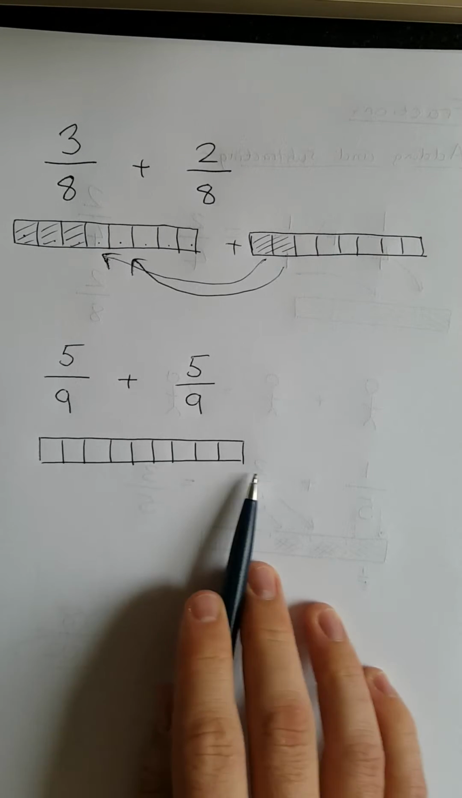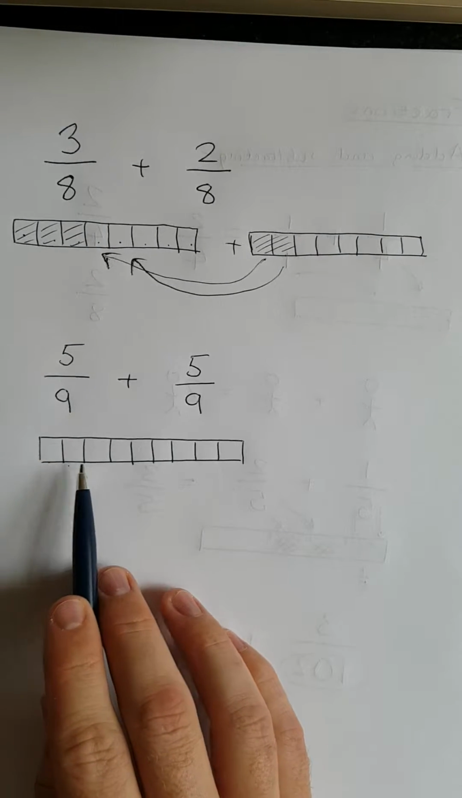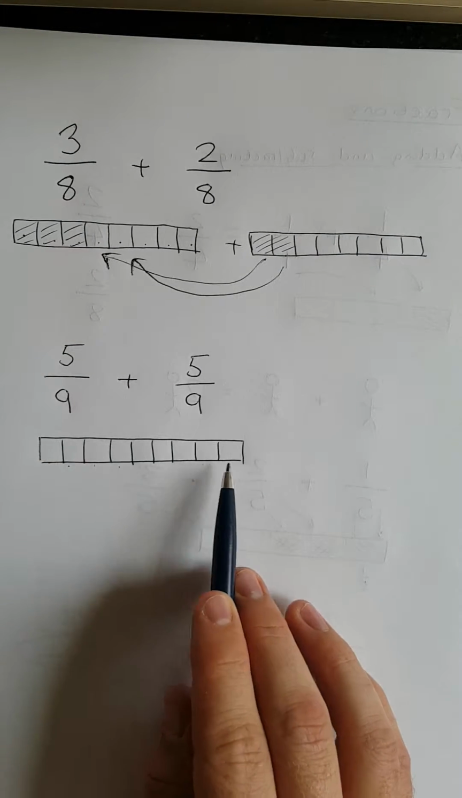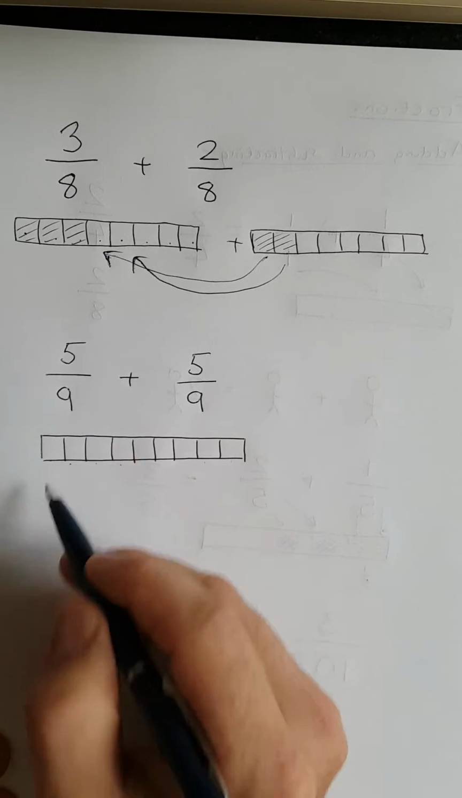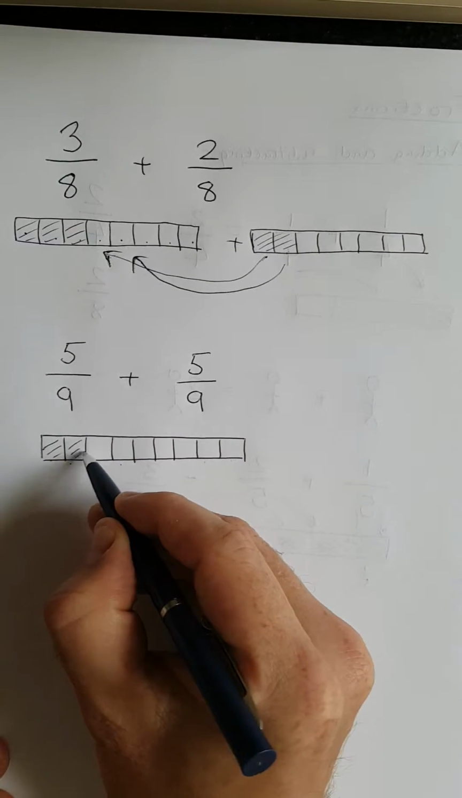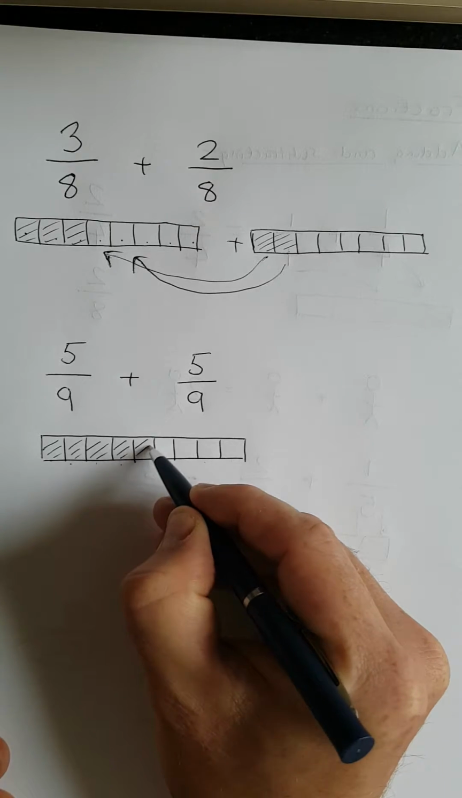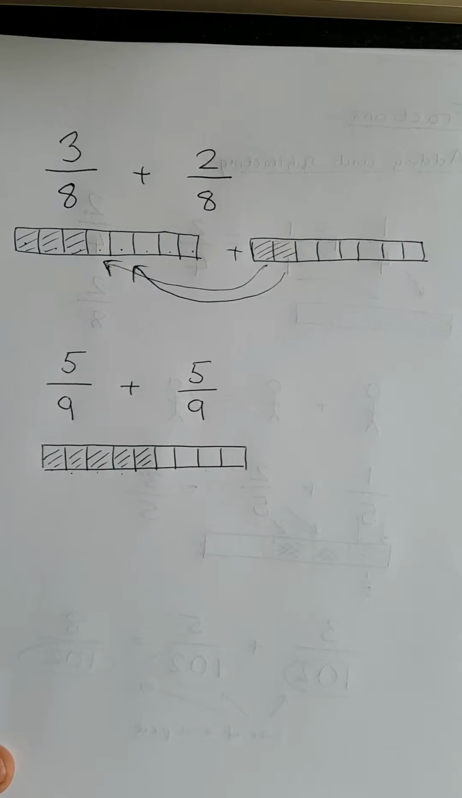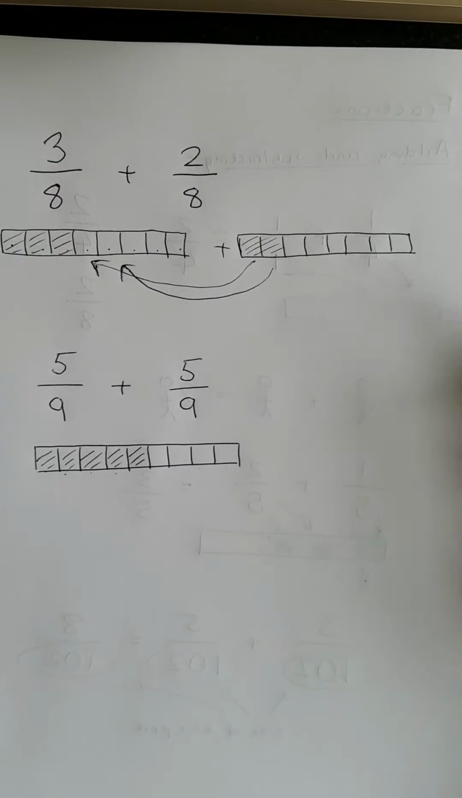Here is a whole one, cut into 2, 3, 4, 5, 6, 7, 8, 9 pieces. I'm going to draw the first 5 pieces. And then I'm going to attempt to add 5 more pieces to it.